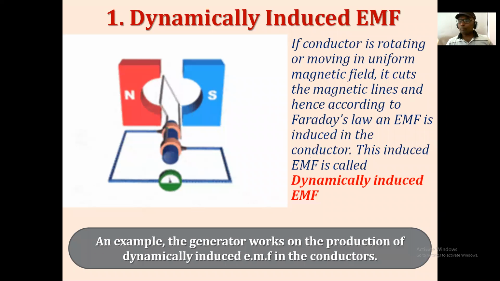An example of dynamically induced EMF is a generator. In the generator, the magnetic field is stationary and the coil or conductor is rotating, so the generator is an example of dynamically induced EMF.